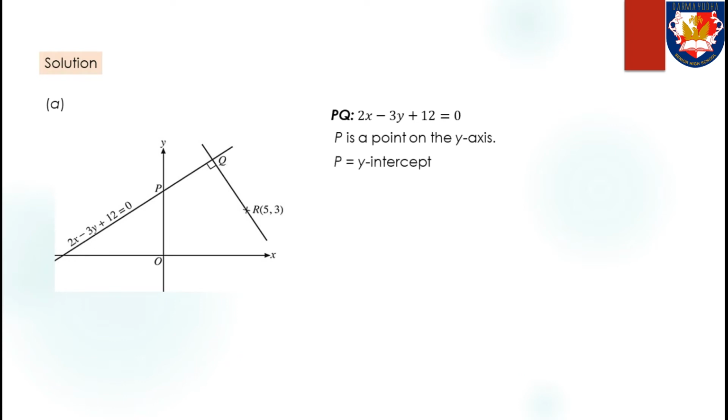Therefore, the value of x equals 0. By substituting the value of x into the equation, we know that the value of y equals 4. Therefore, the y-intercept is P equals (0, 4). The line PQ is 2x minus 3y plus 12 equals 0. Now we are going to find the gradient of PQ, which is from 3y equals 2x plus 12 and y equals 2 over 3 x plus 4. Therefore, the gradient of PQ equals 2 over 3.